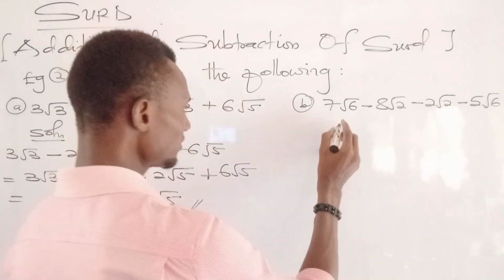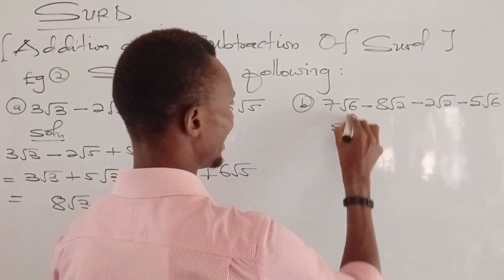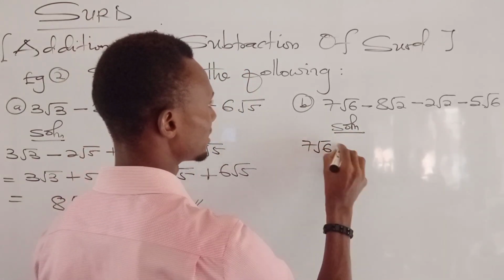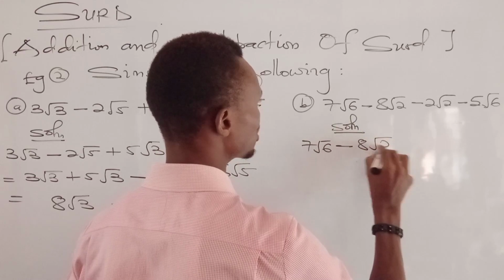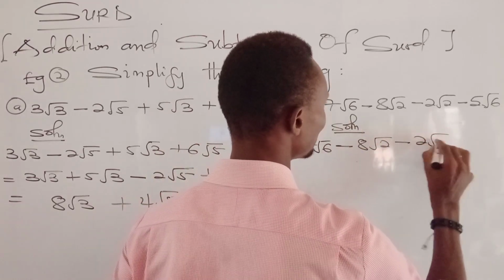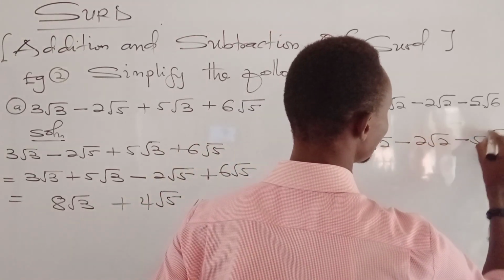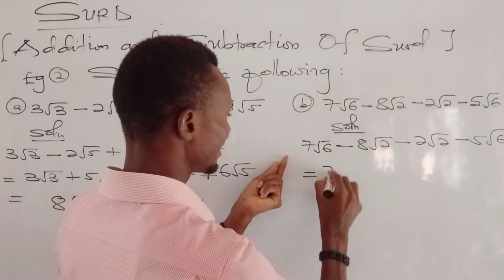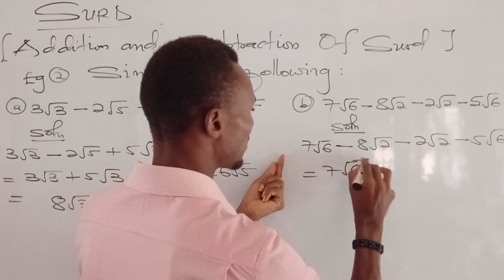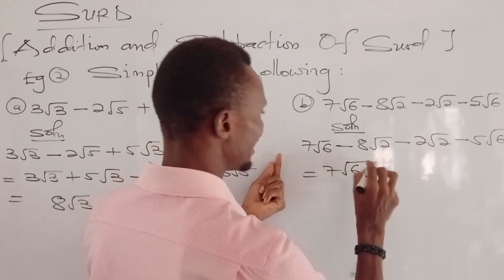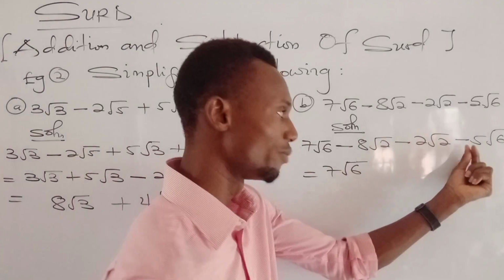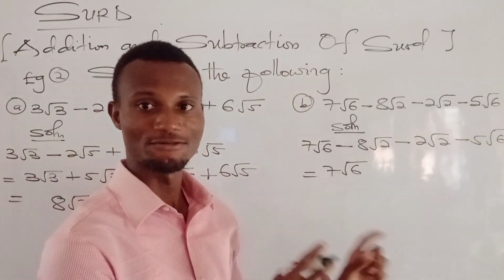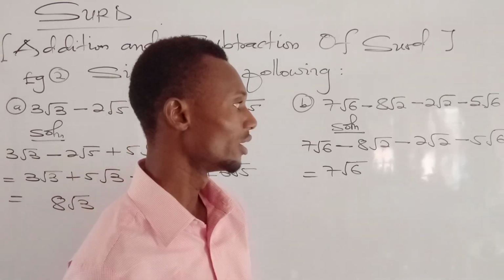Okay, so let me write my solution down and let's do it together. So I have 7 root 6 minus 8 root 2 minus 2 root 2 minus 5 root 6. Okay, so we have to group like terms. So when I take this 7 root 6, I look for the one which also has root 6 in it and join it to 8, and that is going to be the minus 5 root 6. So you pick it with a sign. Very important, don't ignore the sign.